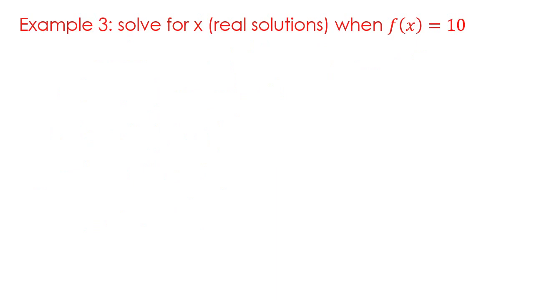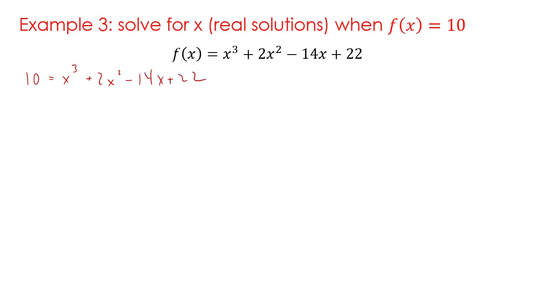Example number 3, we're still solving, but this time for a specific value. So I'm saying for you to solve this, I want to know what's the value of x when f of x is 10. So your first step is going to be to set this whole thing equal to 10. So 10 equals x cubed plus 2x squared minus 14x plus 22.